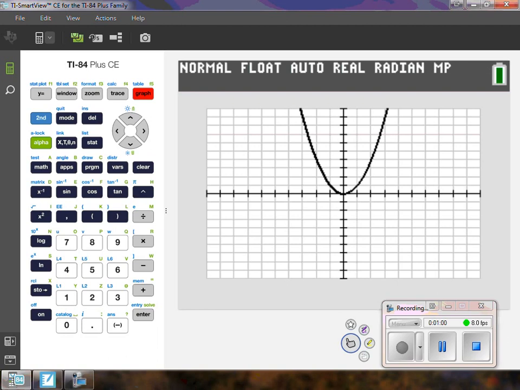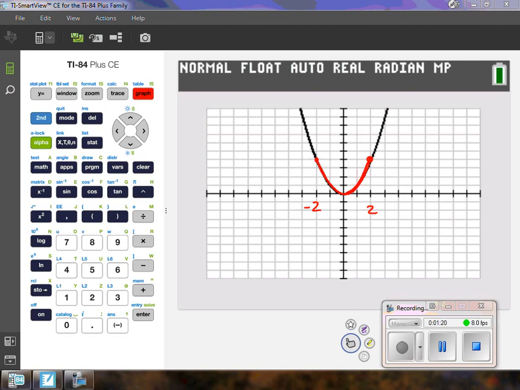So this is the parabola y equals x squared, but they only want us to go from -2 to +2 for a domain. So basically, we want to create a domain so that we only see this red portion of the graph of y equals x squared.